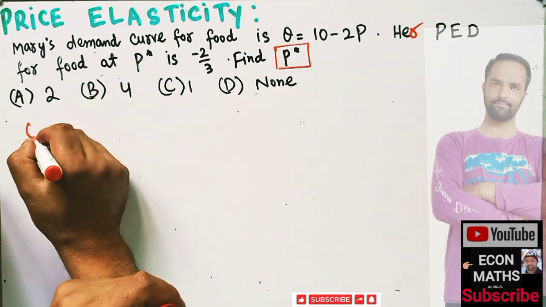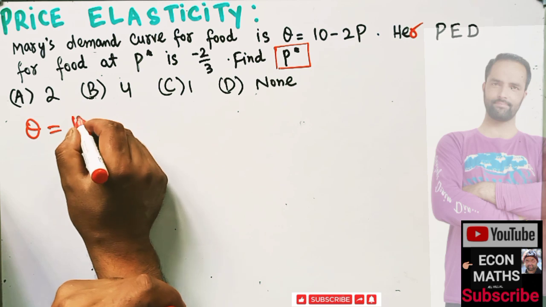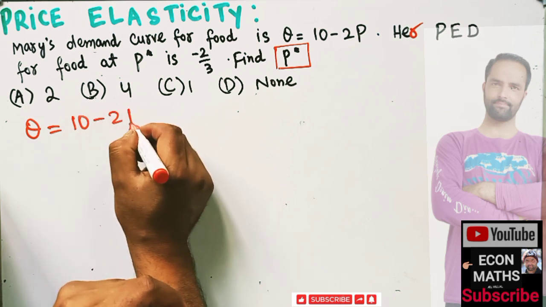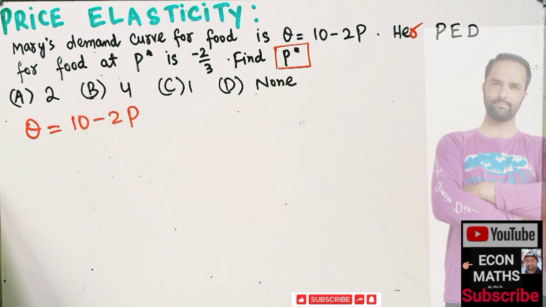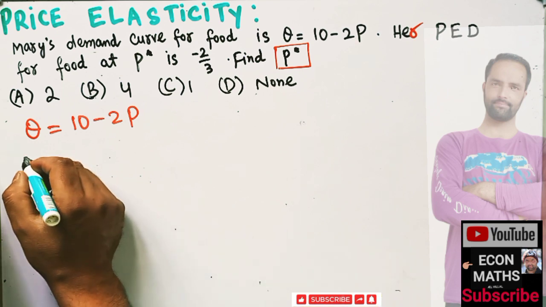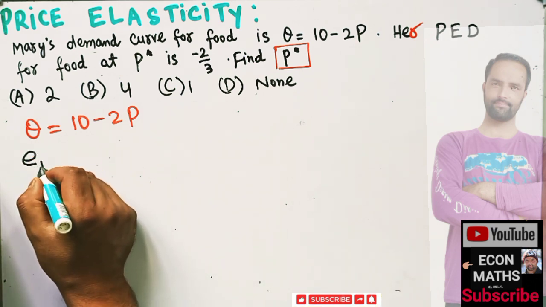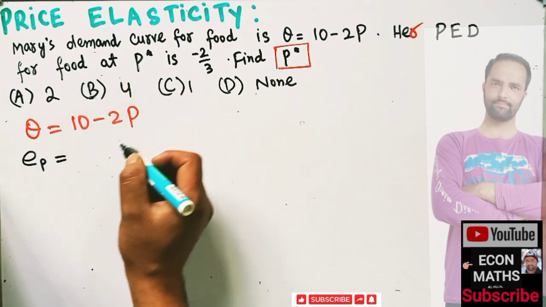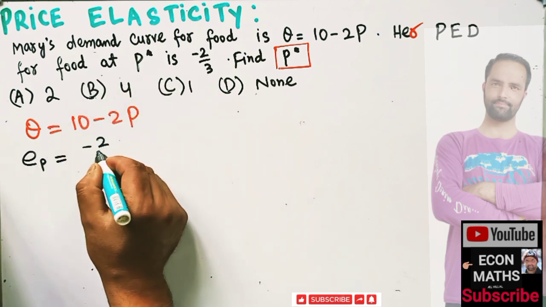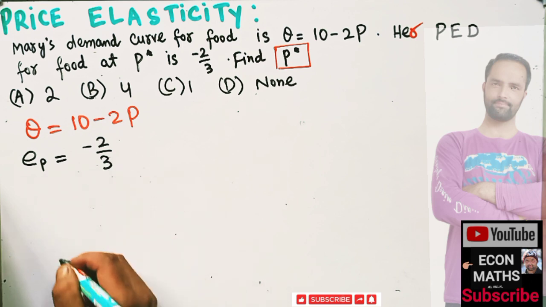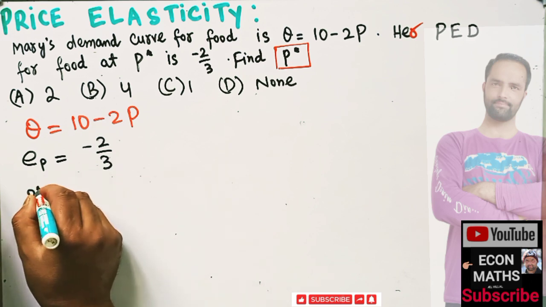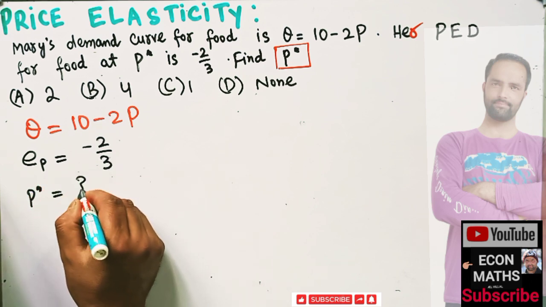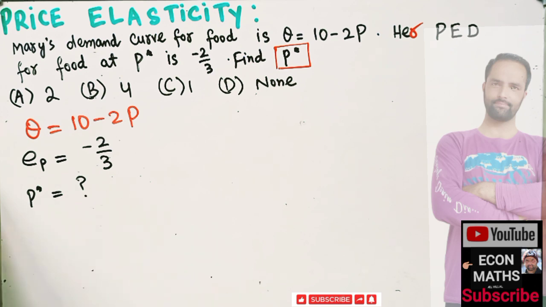We are being given the demand function Q is equal to 10 minus 2P. This is our demand function. We are also being given the elasticity of demand. Let me denote it like this. Price elasticity of demand at equilibrium price is equal to minus 2 upon 3, and we need to find out that very price.